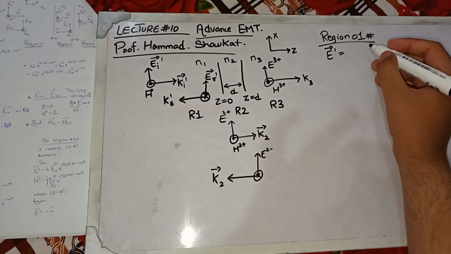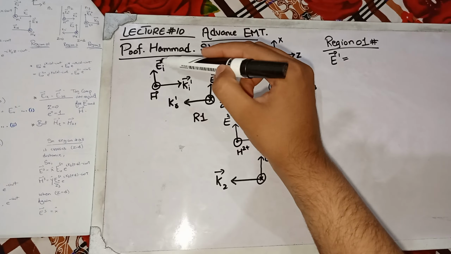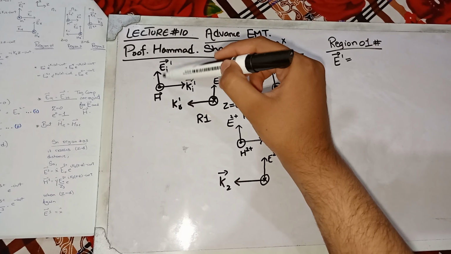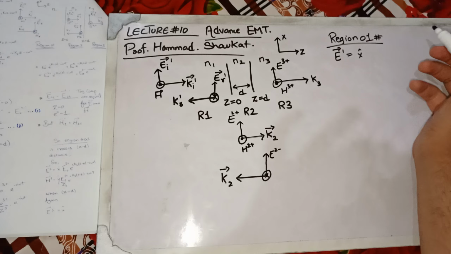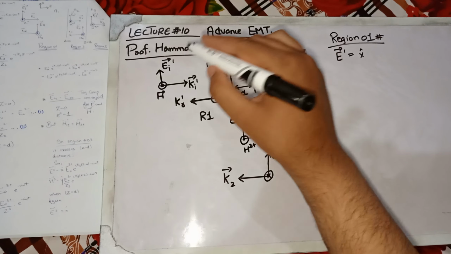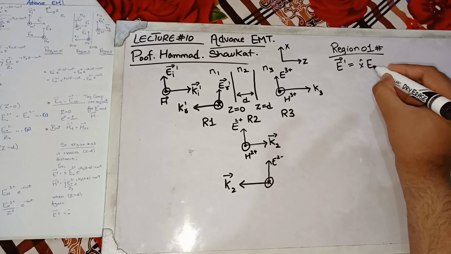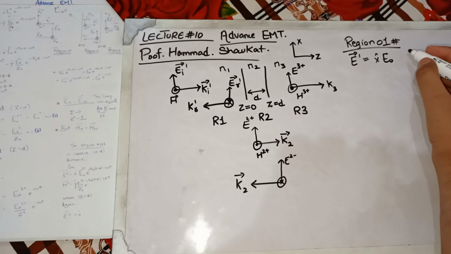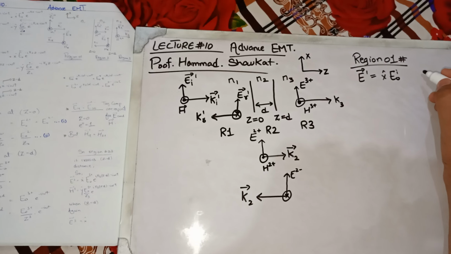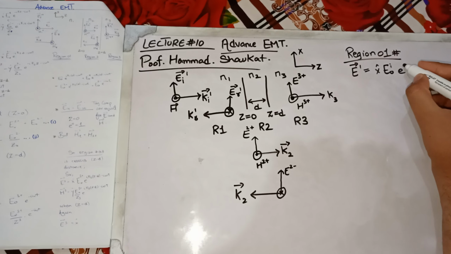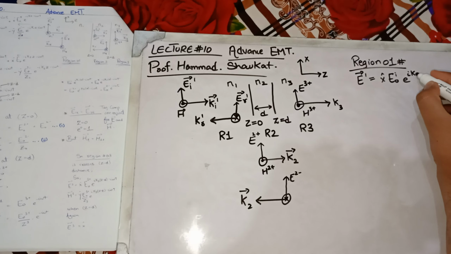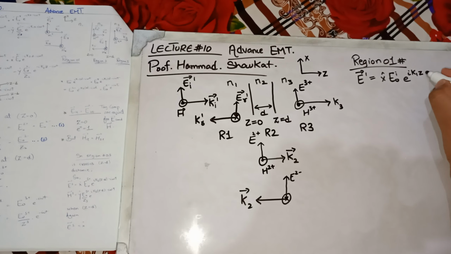So how can you write their wave equations? You can see the electric field in the incident wave is in the x direction, so x cap. Now you have to write the amplitude. For the incident case, the amplitude is E naught, so E naught I. Now you have to write e power iota k1z minus iota omega t. So this is your incident wave.